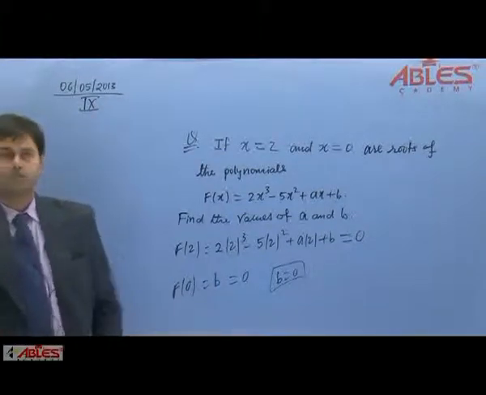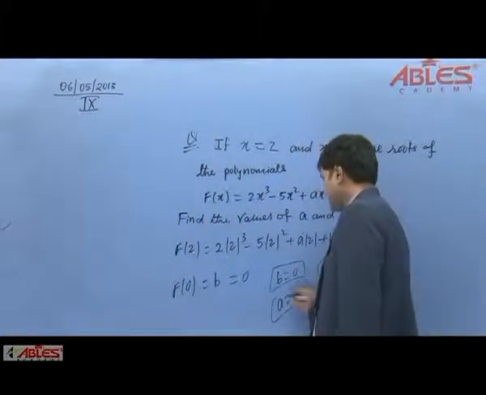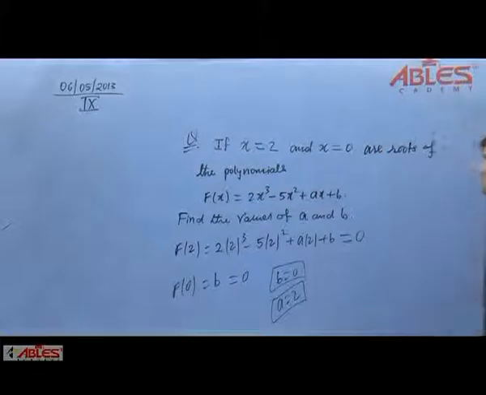Okay, so by solving this you will get a equals to 2. So in this way we are getting the answer for this question, a equals to 2 and b equals to 0.